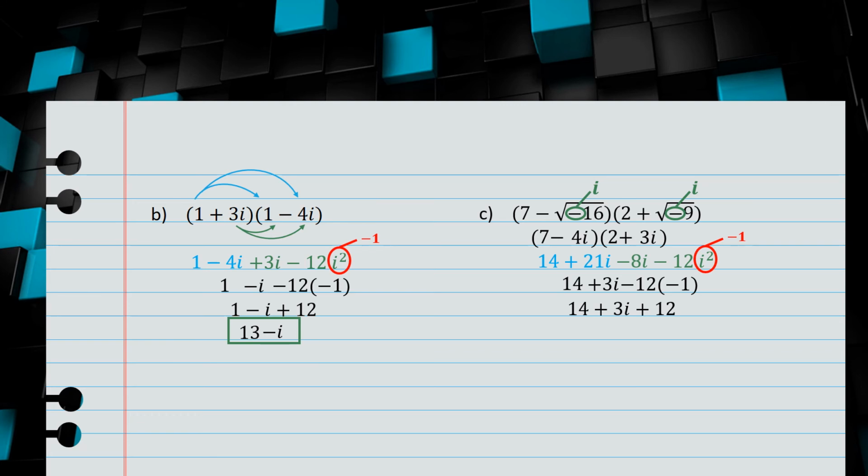Now all we're left with is addition, so we gather our like terms, but remember, you have to gather your real numbers first. So 14 plus 12 is 26, and then our imaginary is plus 3i, and that is the result for C.